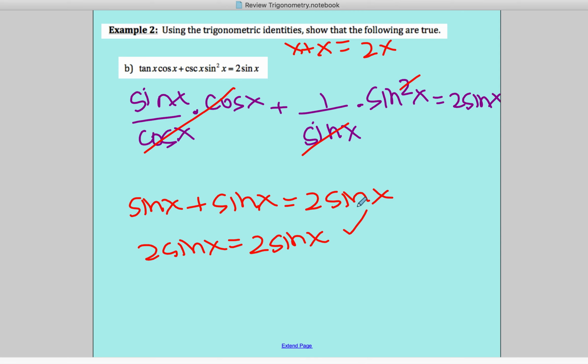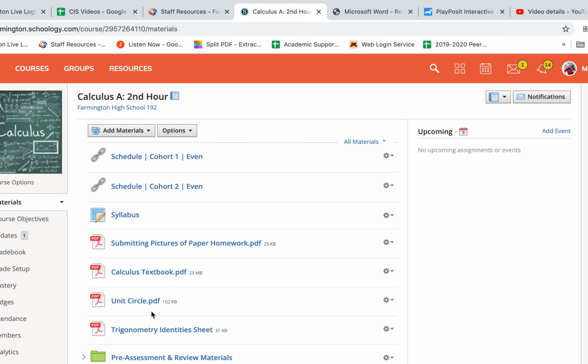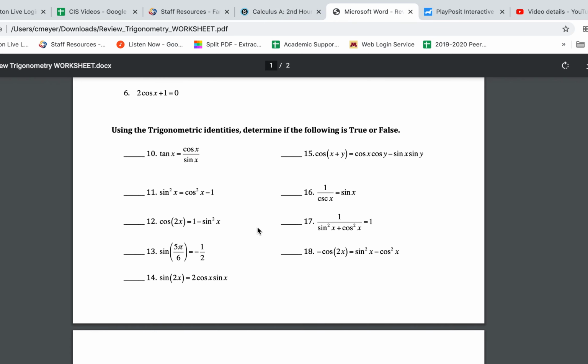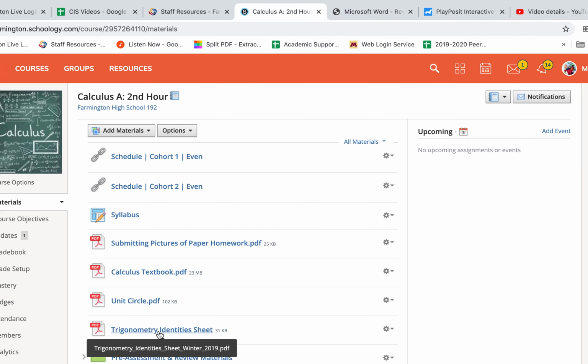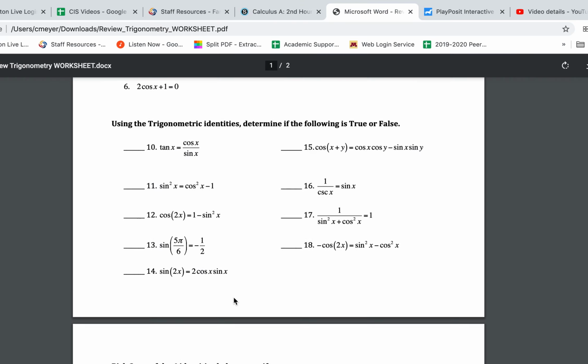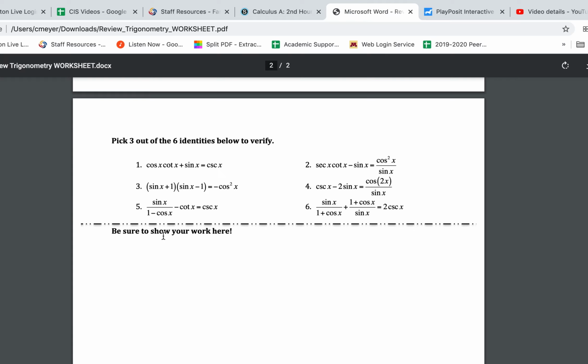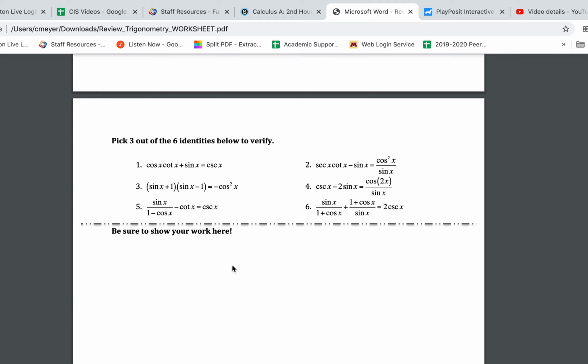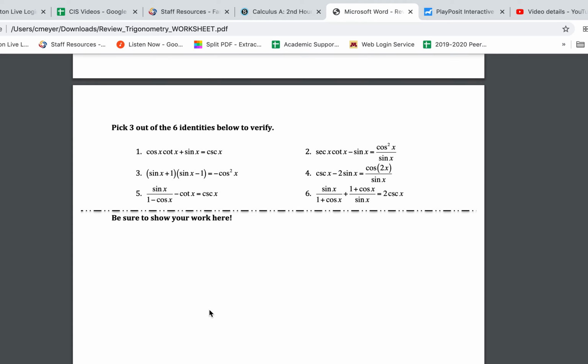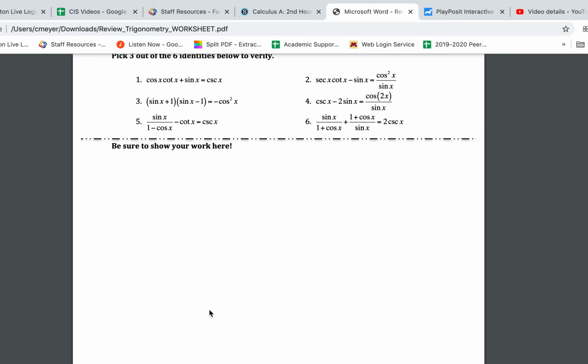You can use the trig identity sheet on Schoology to help you out. Like I said, that pulls up. And I don't have it pulled up, I lied. But you can pull it up and use that to kind of help you remember some things. Otherwise, on your homework, I want you to be aware of this. Pick 3 out of the 6 identities below to verify. So pick 3 of them. You don't have to do all of them, and then you can put your work down here, okay? There's more than one way to get it to simplify, so it doesn't have to be the same as your friends, okay? So there is that. Just notice that there's only 3.